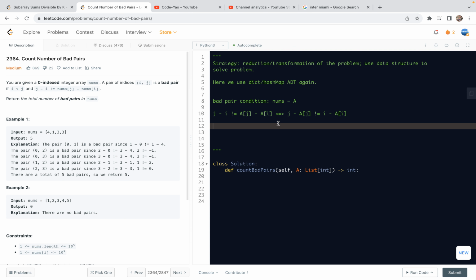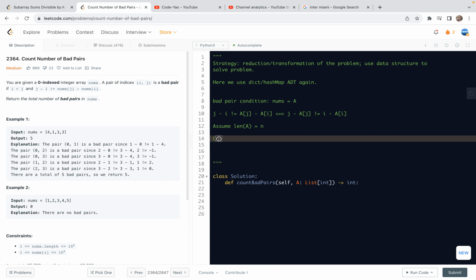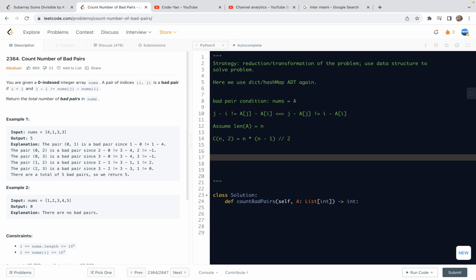So let's use the terminology that if a pair is not bad, it's a good one. Then assume the length of A is n. So in total there are n choose 2 pairs, n times n minus 1 divided by 2. Then if we could find all the good pairs, the result or the return would be the number of all pairs minus the good pairs.